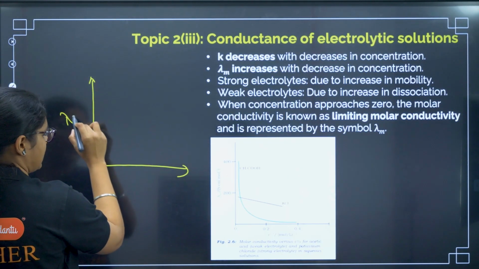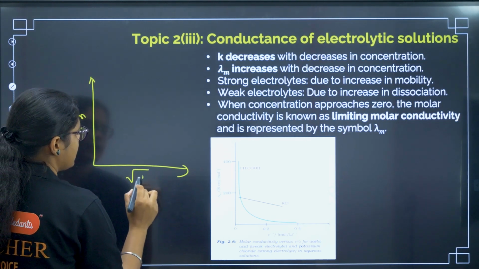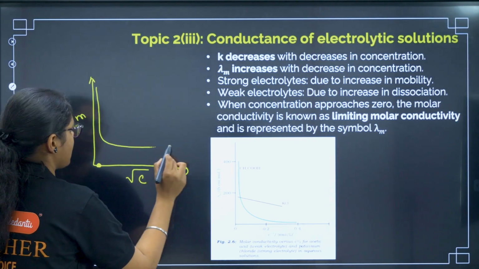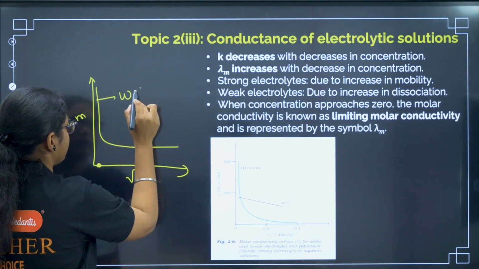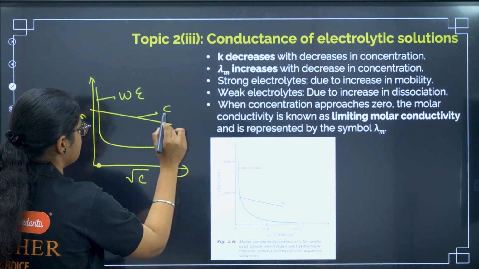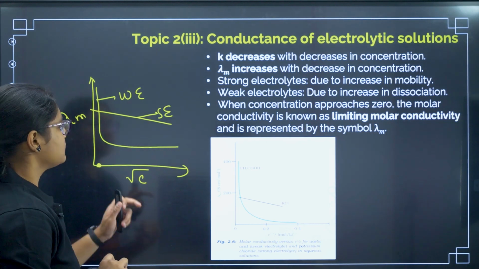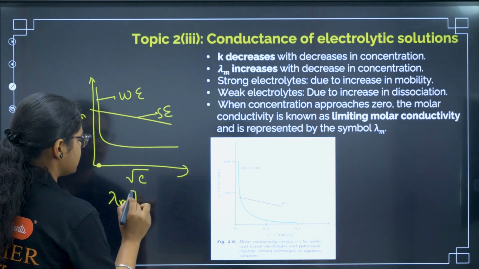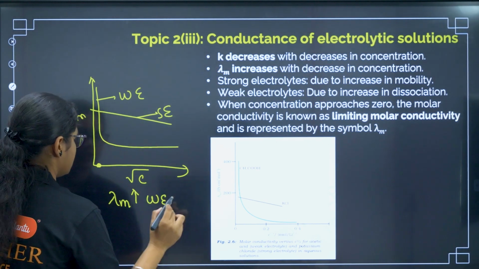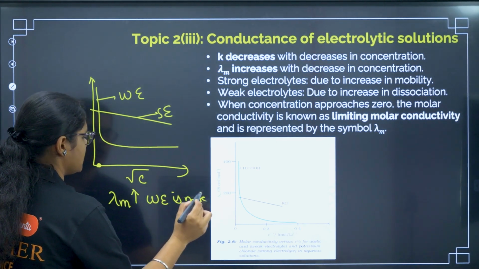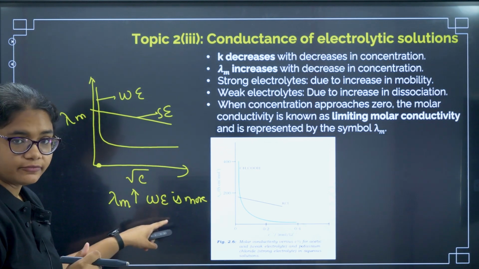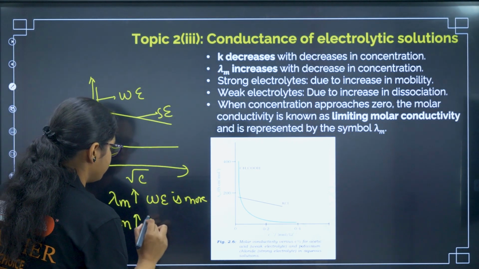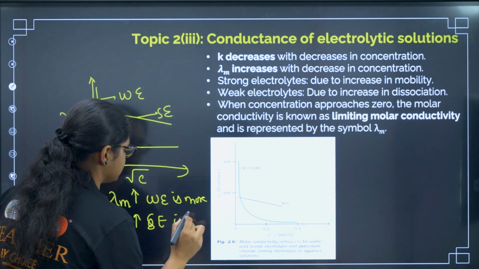So here we have lambda m, that is molar conductivity, and we have concentration. On this side, when the concentration is very less, the graph is like this for weak electrolyte and the graph is like this for strong electrolyte. So what does this graph represent? The increase in lambda m of weak electrolytes is more. The increase in lambda m of strong electrolytes is less.